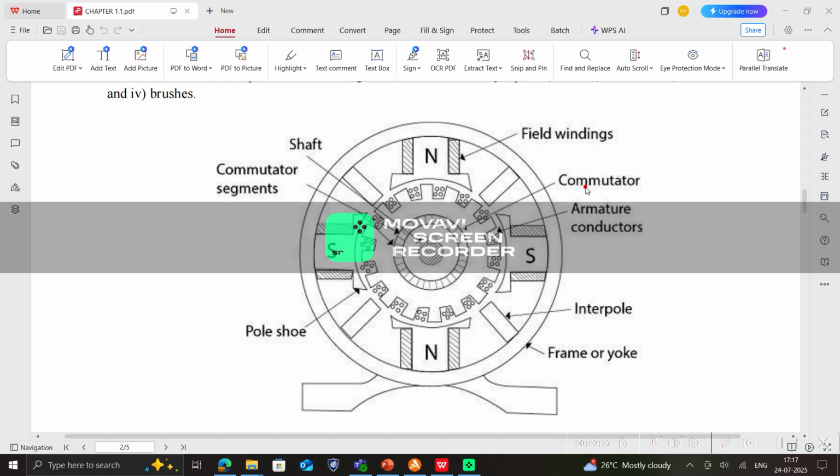Then the next one, one by one we can go. So here this is the diagram you have to draw when asked for the construction of a DC machine. As we already told, the main parts of a DC machine are our magnetic field or field system and the armature conductors. The magnetic fields are produced by electromagnets.